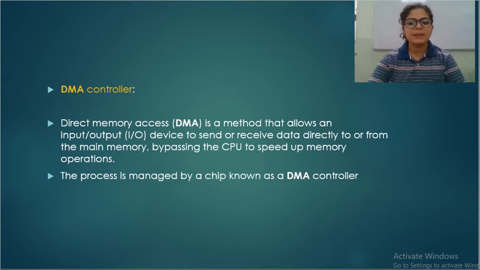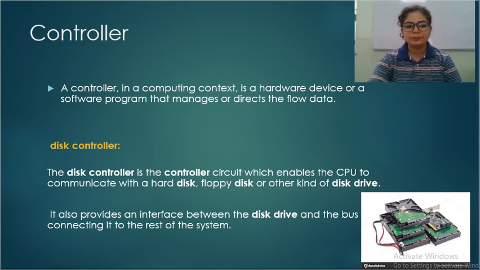The process is managed by a chip which is known as the DMA controller. The DMA controller is basically used to directly allow the transfer of data between input-output devices and main memory. So these are the two types of controllers, disk controller and DMA controller.